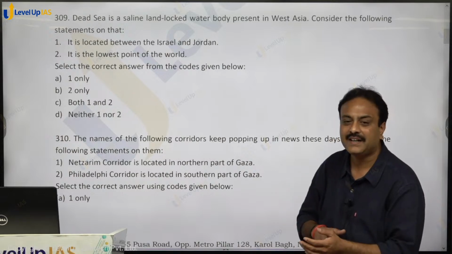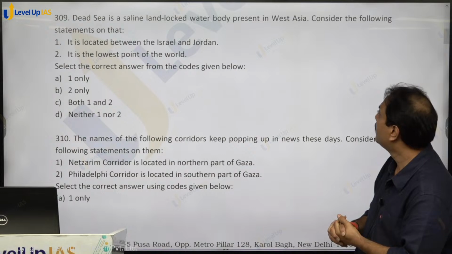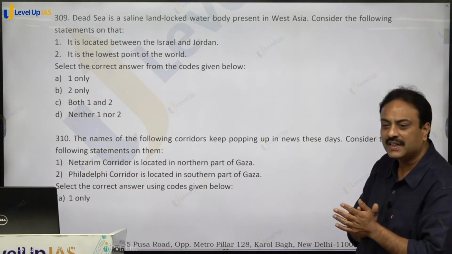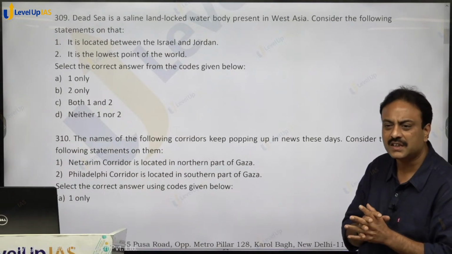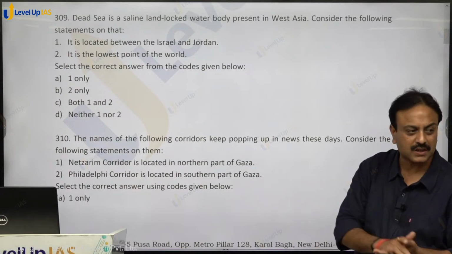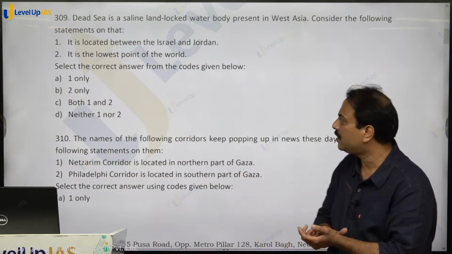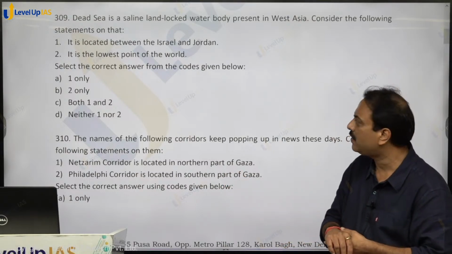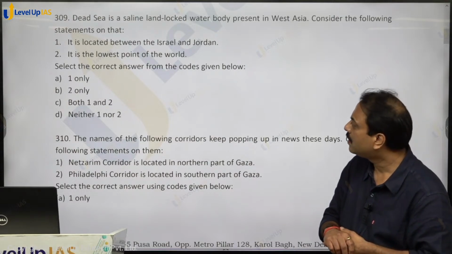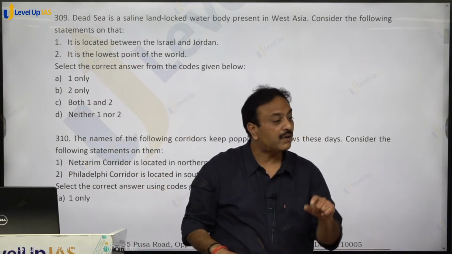Dead Sea is a saline, landlocked water body present in West Asia. Consider the following statements on that. It is located between Israel and Jordan. We discussed it yesterday also. Correct. It is the lowest point of the world. We discussed this point also yesterday. So it is a correct one. No issue to sort of map in this particular question. Both the options are correct. So both 1 and 2. See, it is talking about the lowest point in the world.